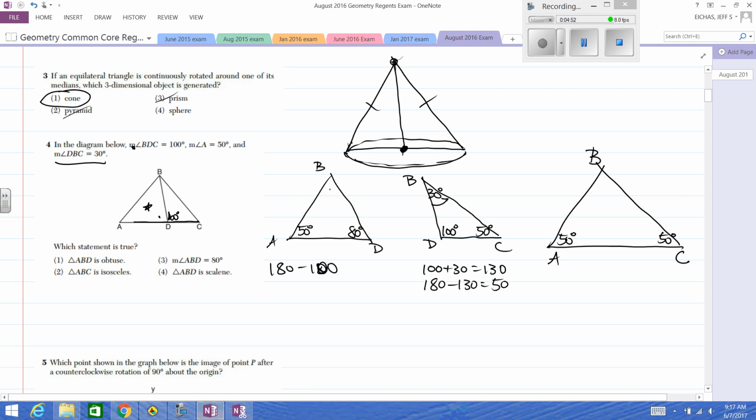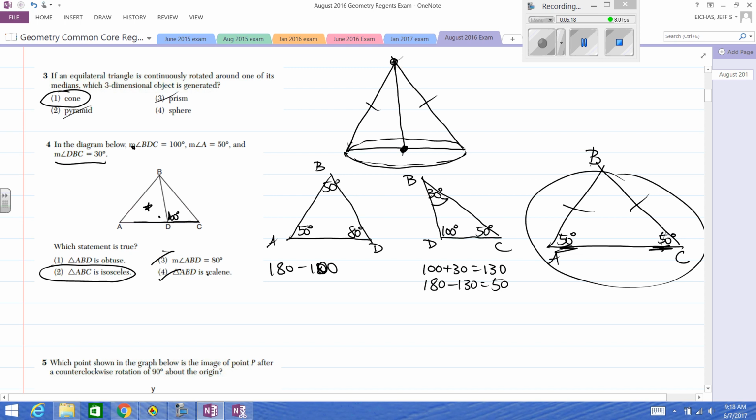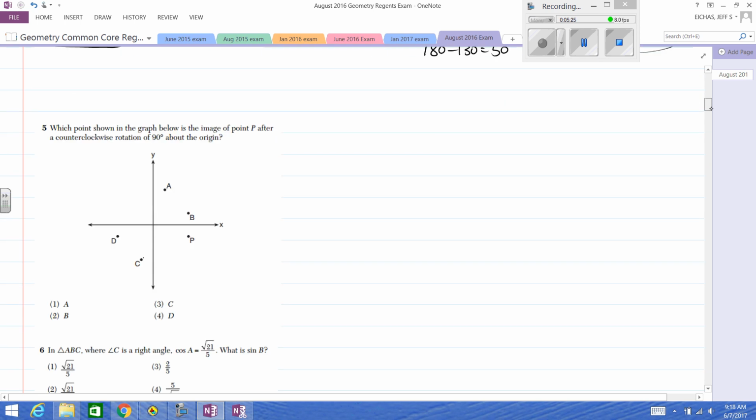We could solve this other one. If you do the math here, you're going to get 50 there, but we don't need it. What I did notice right here is that triangle ABC is isosceles because these two angles worked out to be the same. So triangle ABC is isosceles. That's the one we wanted. ABD is not scalene. All of these others are not going to work, so we can eliminate the rest. It's definitely choice 2.